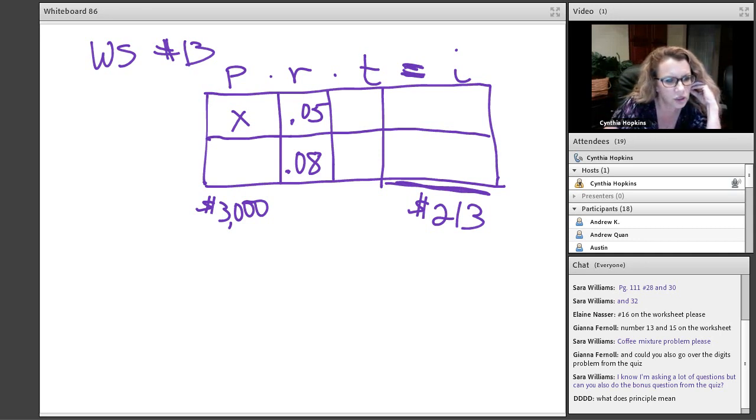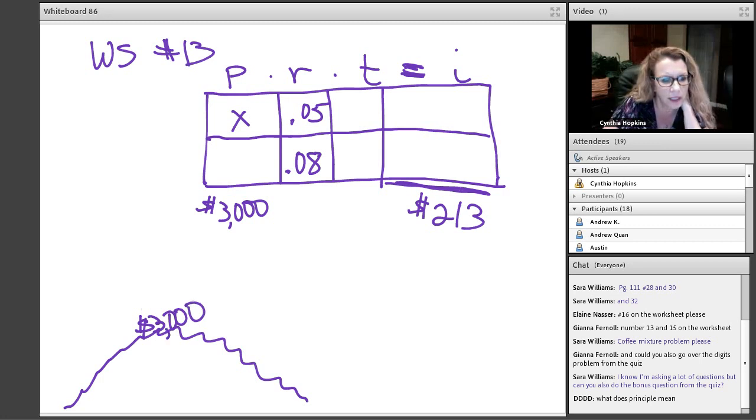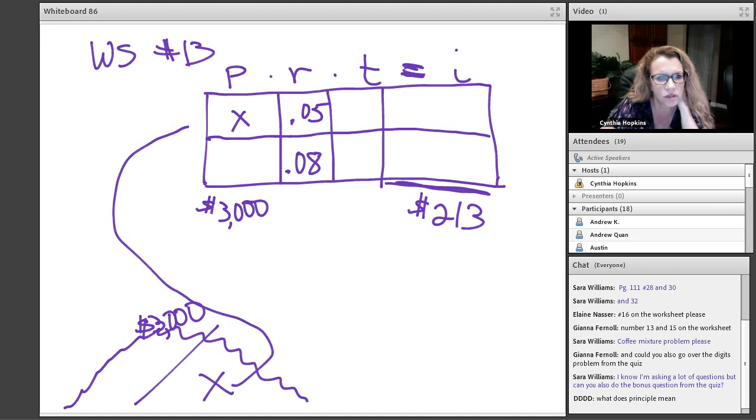If you guys can picture a pile of money, okay, here's my pile of $3,000. Pretend they're $3,000 bills, okay? And I tell you, hey, I'm going to take part of that money, let's take X of it, and I'm going to go put that in this account that earns 5% interest, okay? And now I want to know how much is left, okay? So listen to the way I'm going to say these words. I started out with $3,000 and I just took away X dollars.